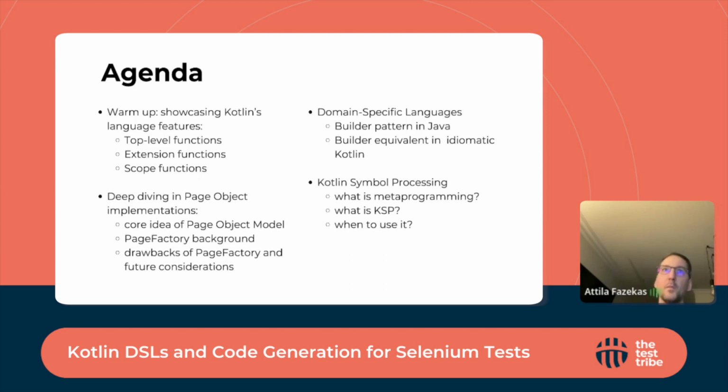Then we will be moving on to domain-specific languages. We will start with the equivalent Java builder pattern. Then we will look into idiomatic Kotlin code. And finally, we will touch upon KSP, Kotlin Symbol Processing, a bit of metaprogramming theory, and I will demonstrate how to use it.